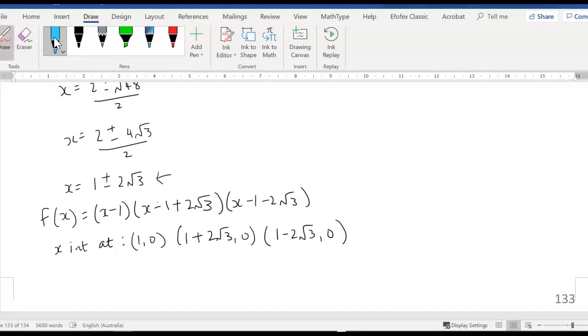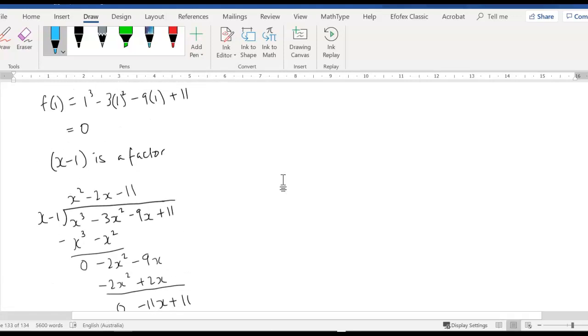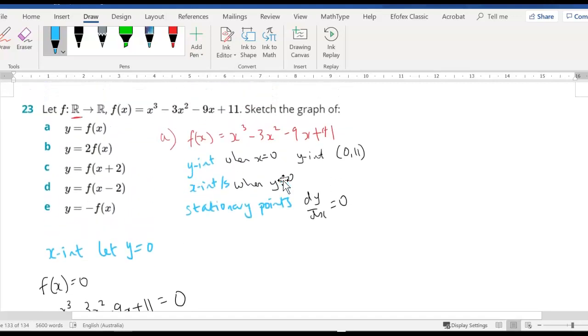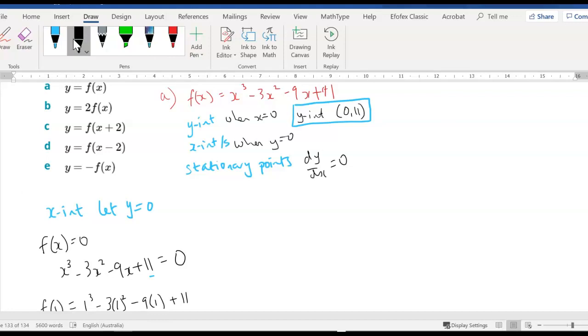So I'm going to put a little square around them, because when we've got a lot of working out, it's a good idea to always put a square around the important parts. All right, so there's your y-intercept. All right, so the next thing we need to do are the stationary points. Okay, so we've got the y-intercept, got the x-intercepts, and now let's find the stationary points.